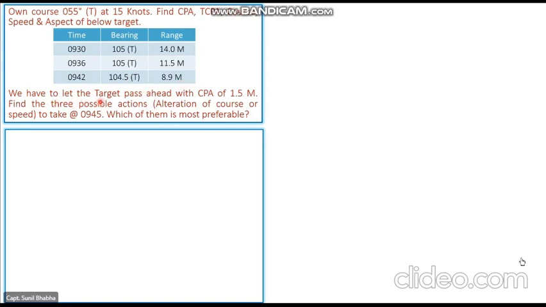We have to let the target pass ahead with a CPA of 1.5 miles. Find the three possible actions. These could be alteration of courses or speed to take at 0945. Which of them is most preferable? So, Veda, have you understood the question? Any doubt in the question?